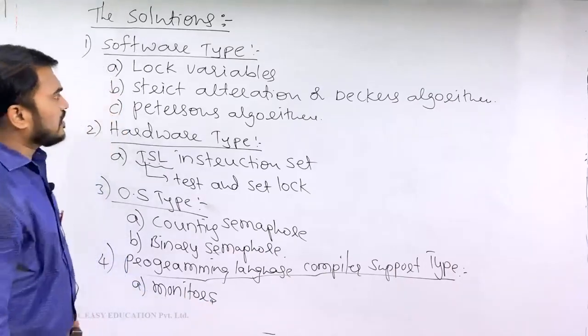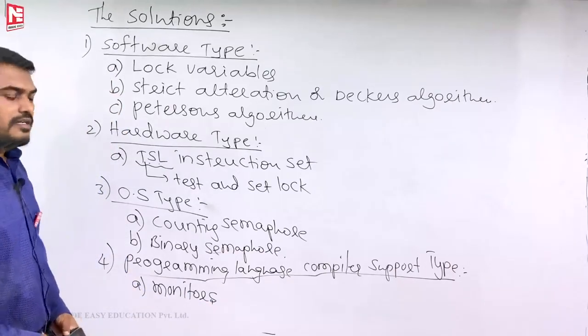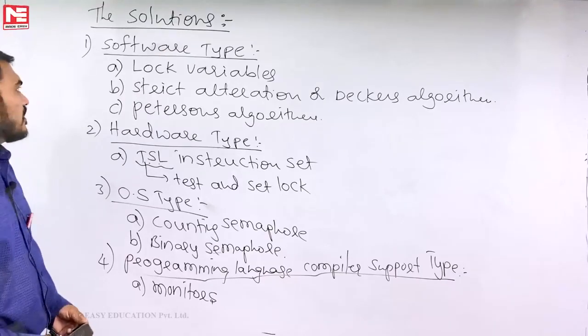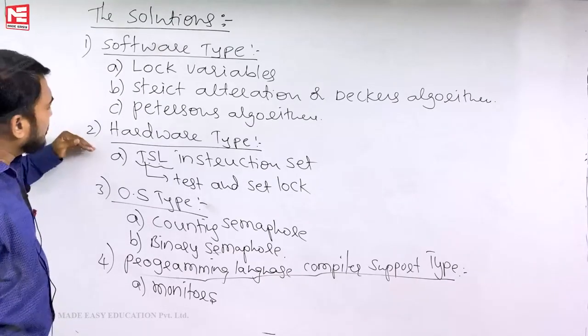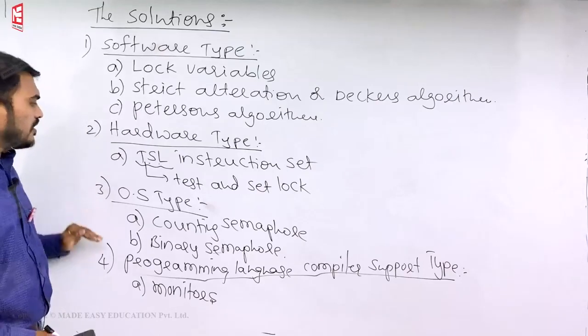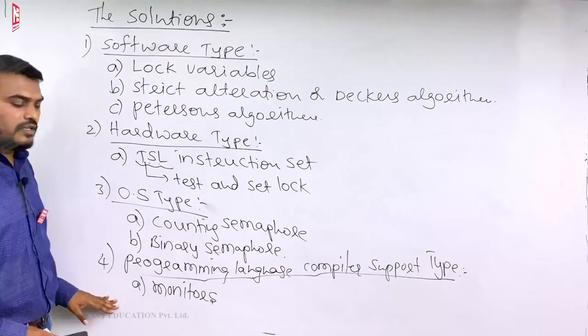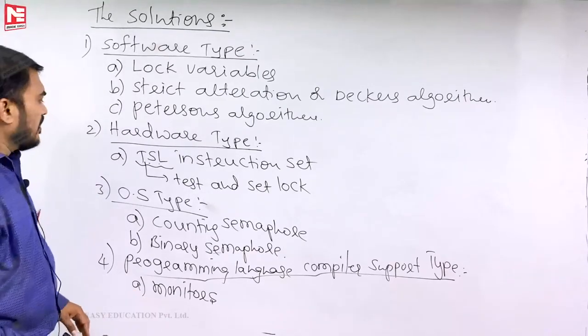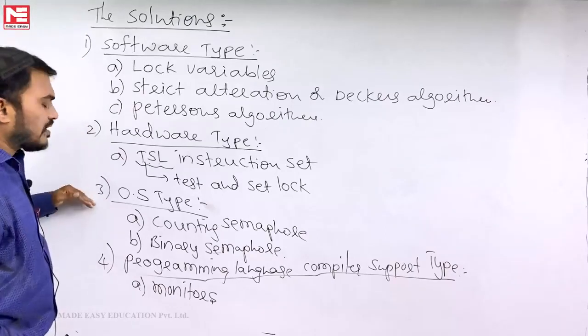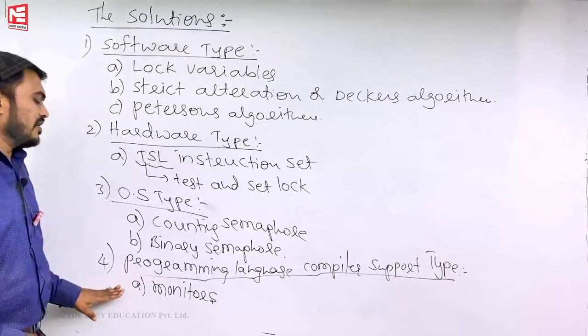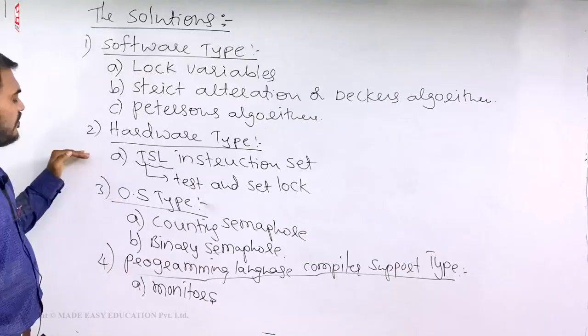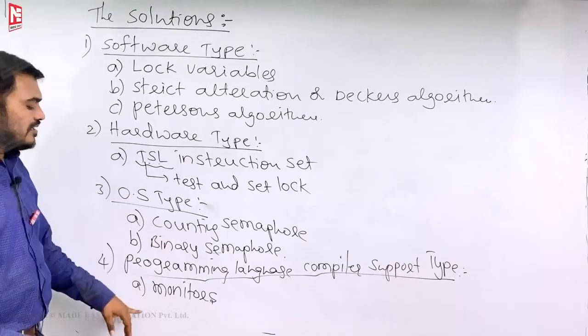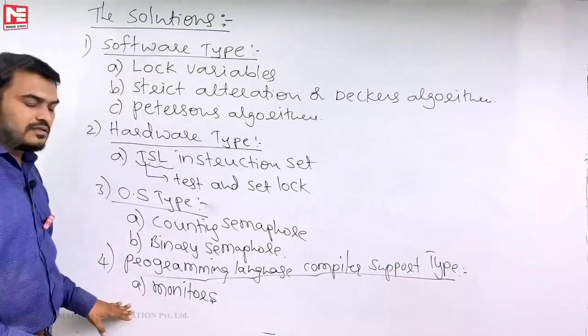So these are the various solutions available and these are the solutions we are going to discuss: software type of solution, hardware type of solution, operating system type of solution and programming language compiler support type of solution, that is monitors. Remember, generally these 3 things are important and this is not important. Monitors are not important. There are no GATE questions on monitors at all.